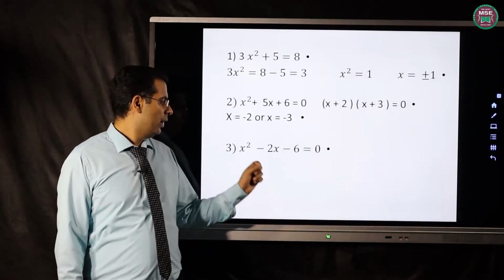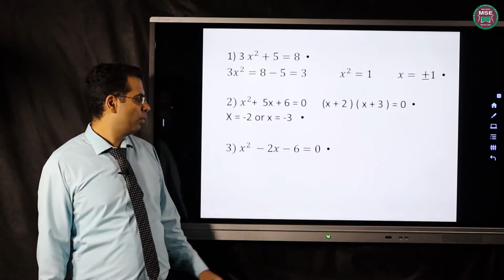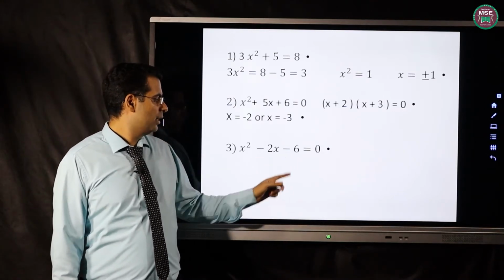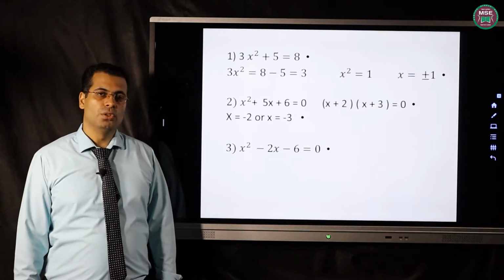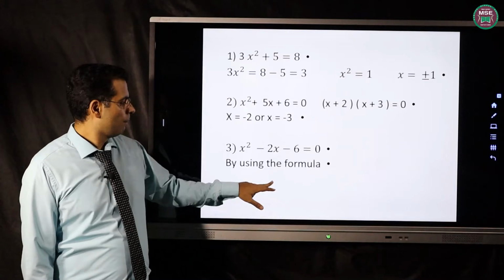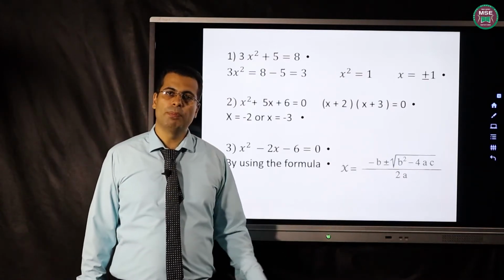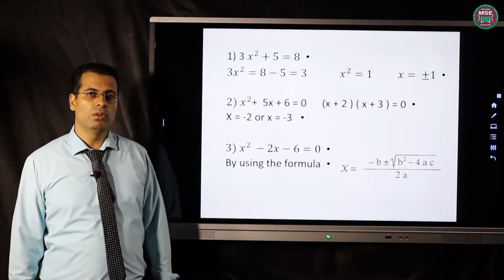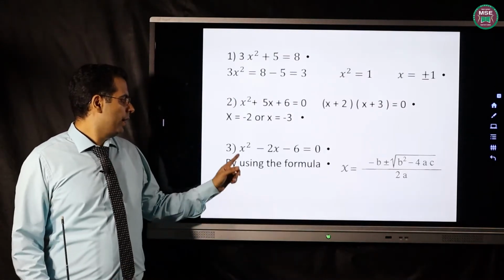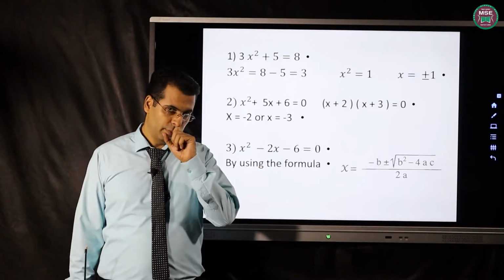The third one, x power 2 minus 2x minus 6. I don't have two numbers whose product is 6 and whose difference is 2. Then you should use the formula. By using the formula, x equals negative b positive or negative root b power 2 minus 4ac, all over 2a. Here a equals 1, b equals negative 2, c equals negative 6.